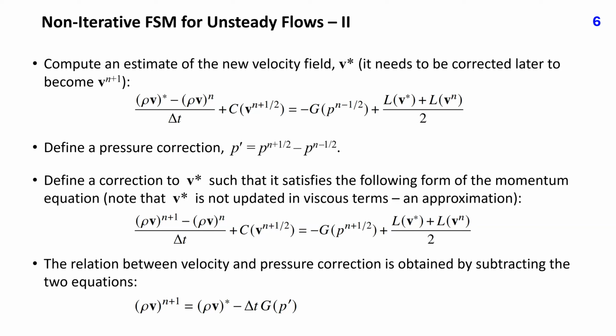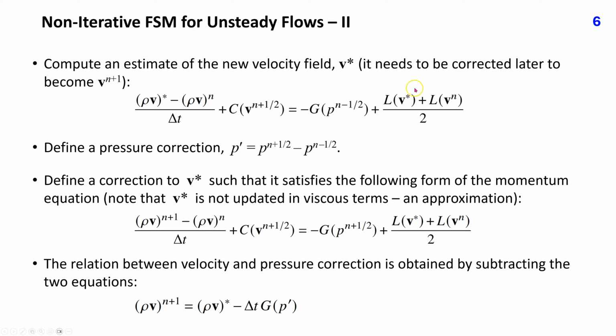However, that relation is too complicated because of the necessary correction in viscous terms, so we introduce an approximation and require that the corrected velocity satisfies this form of the momentum equation, in which the viscous terms at the new time level remain expressed through V star rather than Vn plus 1. The error introduced by this approximation will be analyzed in slide 8.